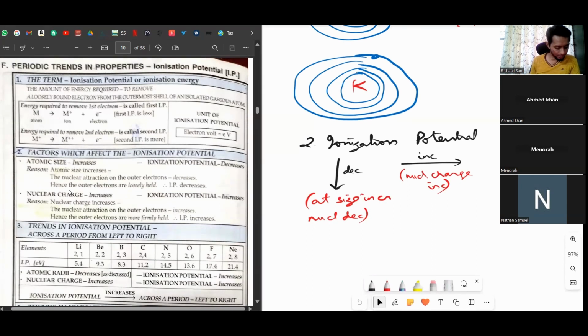In your book, ionization potential comes as the fourth trend. Page number 11. So ionization potential is also called as what? Ionization energy, or it's also called ionization enthalpy. You saw those three different words?